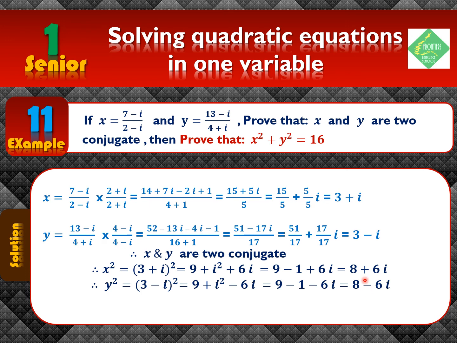What do you notice? If you add x squared, which is 8 plus 6i, with 8 minus 6i, you will get 16 as the real part, and the imaginary part will vanish. Positive 6i with negative 6i will vanish. So the answer is 16. So I proved it.